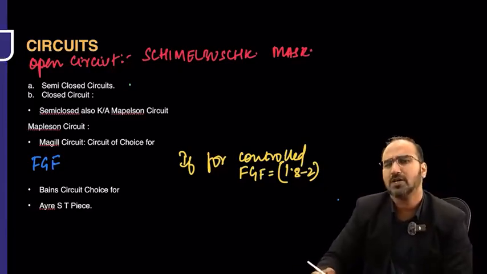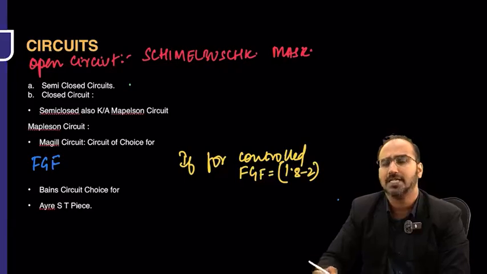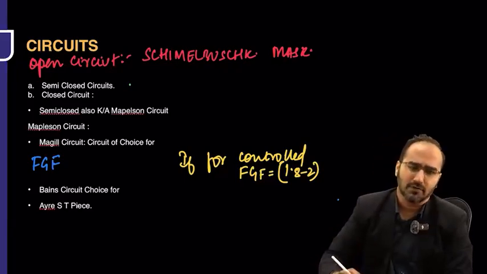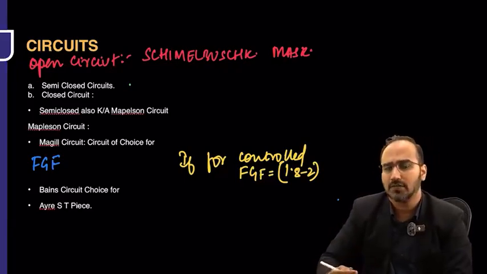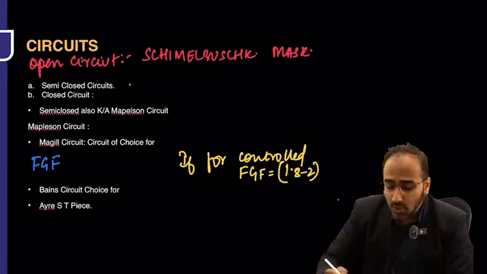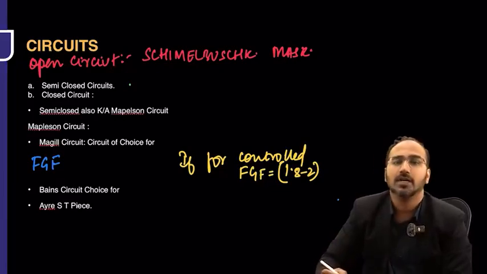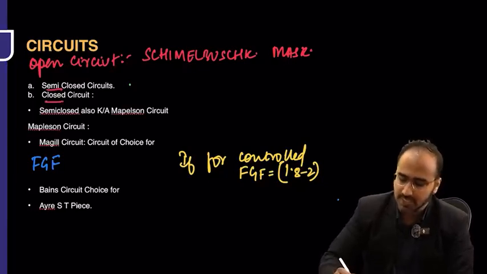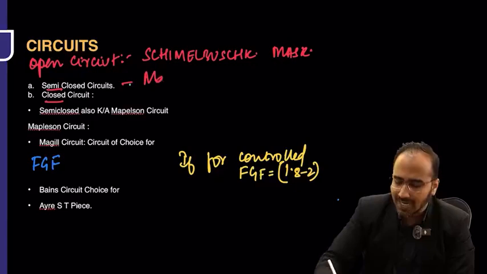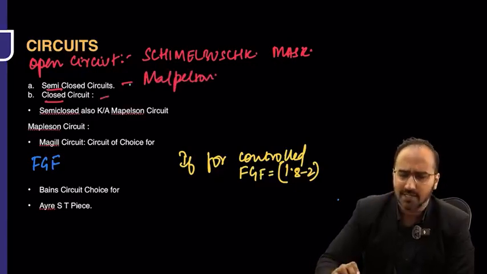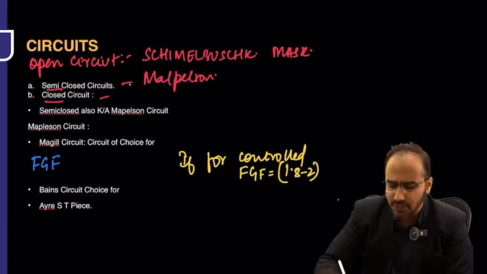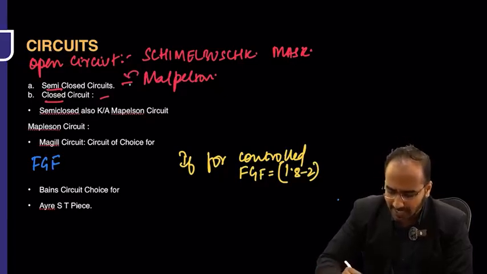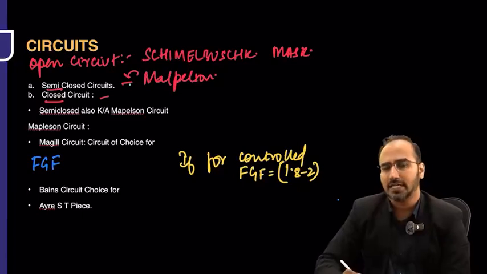But that is not used. Why? Because the exact concentration of the inhalational agent that we were giving could not be measured. So instead of the open circuit, what circuits are we using nowadays? We are using the semi-closed and the closed circuits. Semi-closed circuits are also called Mapleson circuits, whereas for the closed circuit there is no name. Semi-closed circuits were introduced by Mapleson, hence they are called Mapleson's breathing circuits.